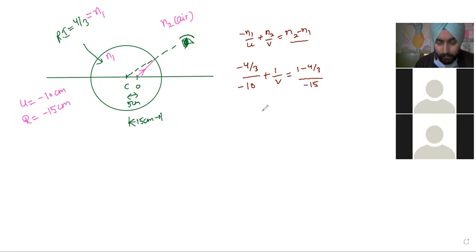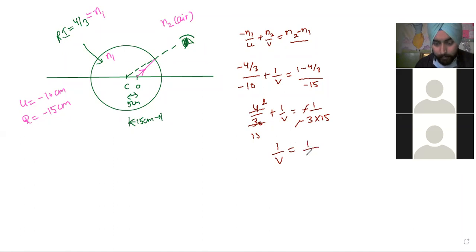So we just have to solve this. Nothing else you have to do. When you solve it, it becomes minus 4/30 plus 1/v. 3 minus 4 gives minus 1/3, and the 3 goes up and down. So this minus will come here, and this negative and negative will also cancel out. So this comes to be 2 and this is 15.